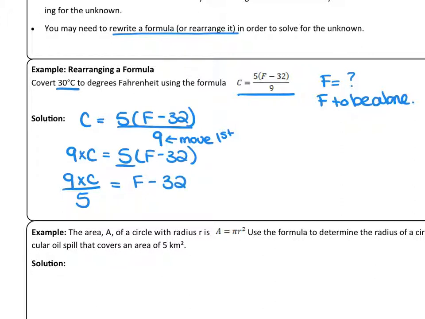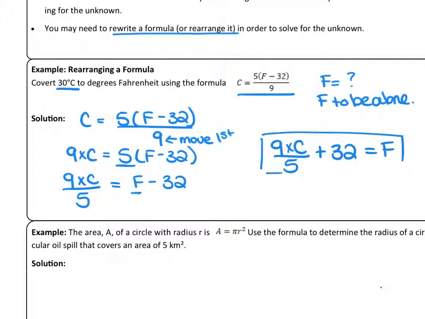Last thing, because F is still not by itself and we want it by itself, we're going to move that 32 over. Because it's minus on this side, it's going to become plus on the other side. So we keep this all together, but it becomes plus 32 equals F. Now this is the formula we're going to use to change our degrees Celsius into Fahrenheit. The last thing you're going to do is substitute that 30 degrees in and solve for it.